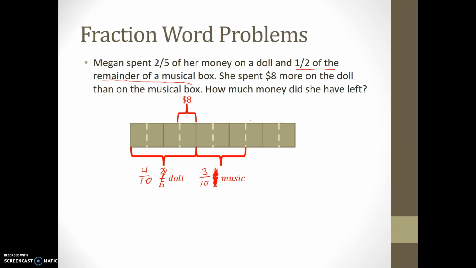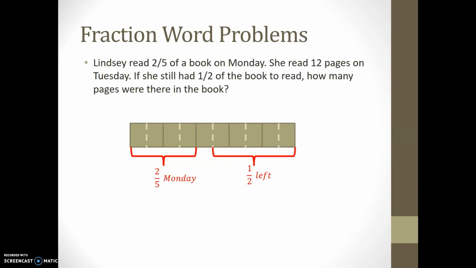So we're going to assign that 1 unit to $8, okay? And we want to know how much money she had left. Well, she's got 1, 2, 3 units left here. So we're going to solve for 3 units. That's going to equal 8 times 3, which is $24. So she had $24 left. Okay, let's try the next one together.